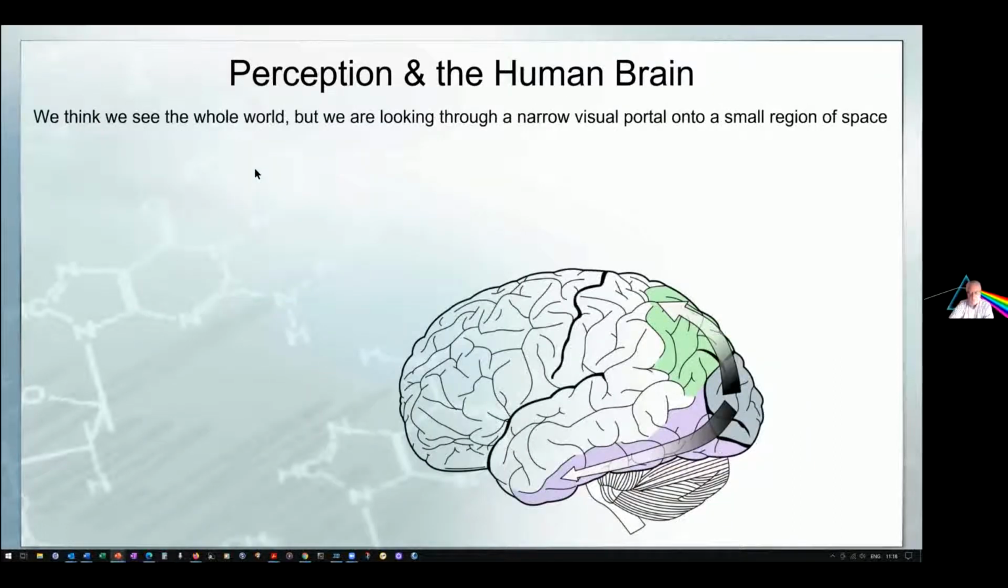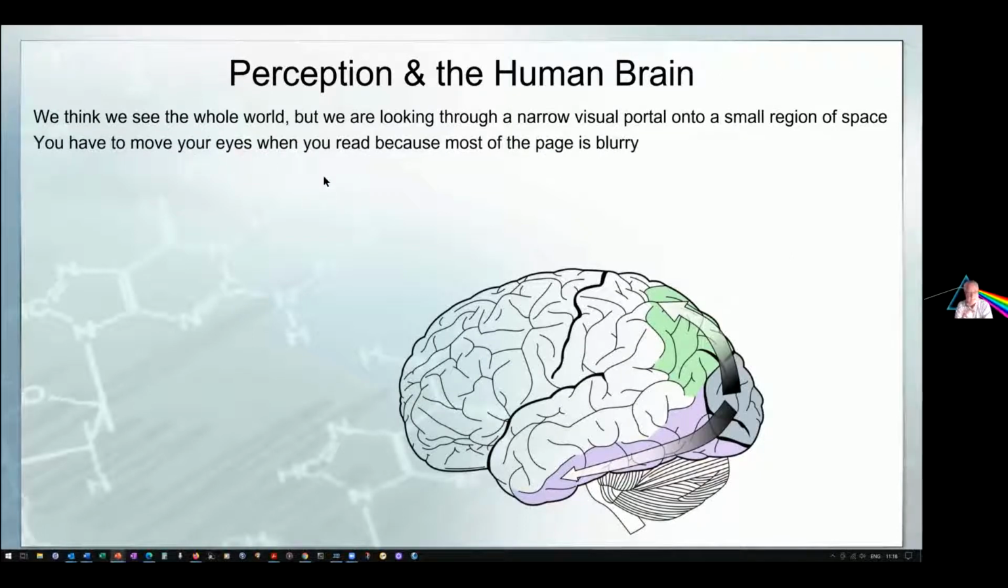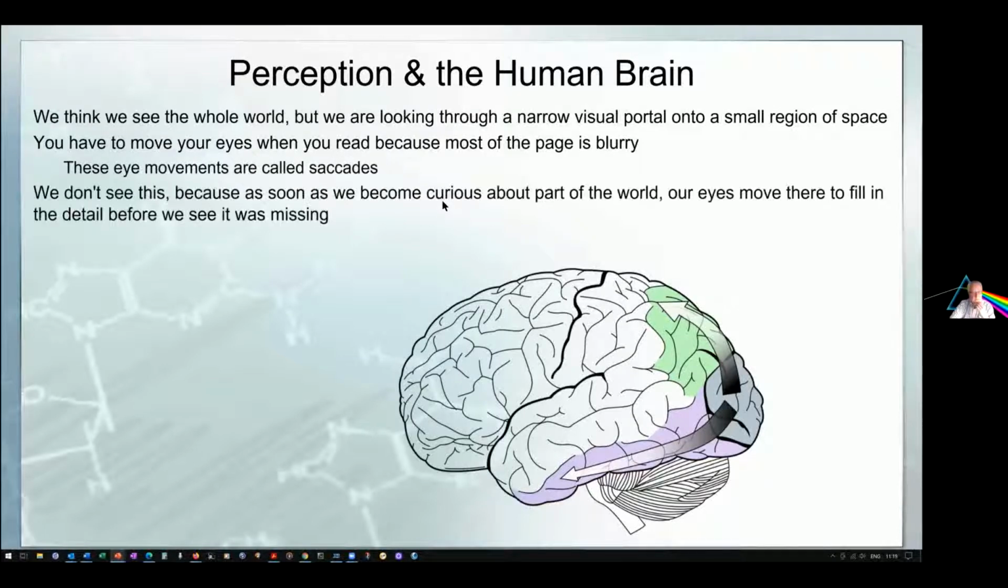Okay, so we think we see the whole world, but we're looking through a tiny visual portal most of the time, about the size of both of your thumbnails when held at full arm's length. And you have to move your eyes when you're reading, of course, because most of the rest of the page is blurry.